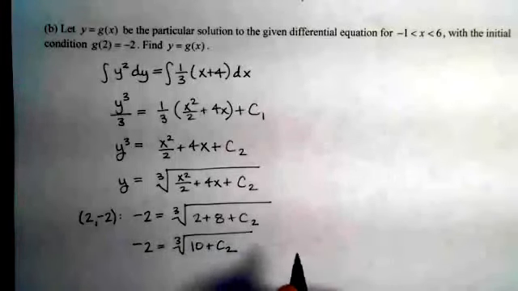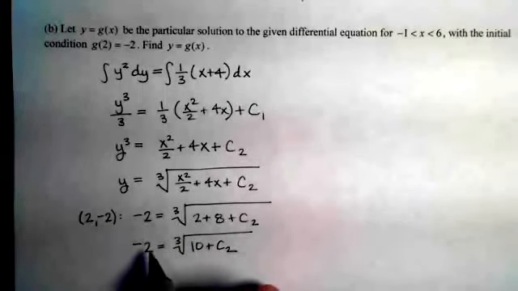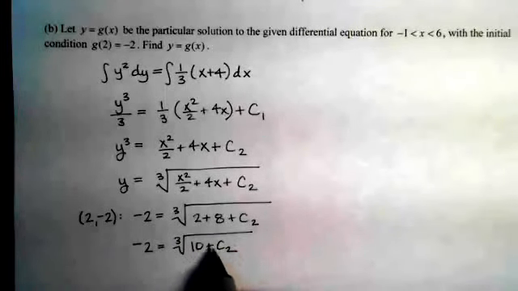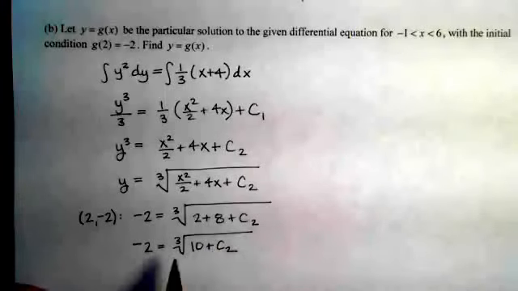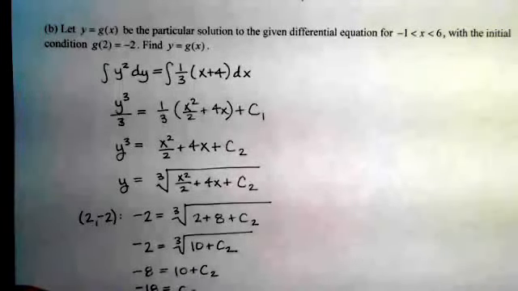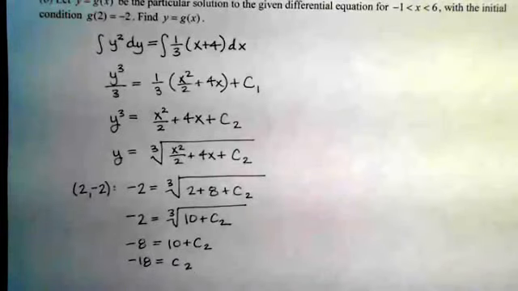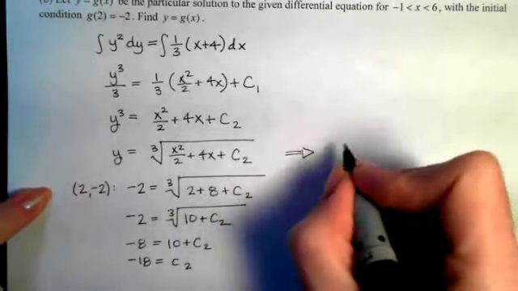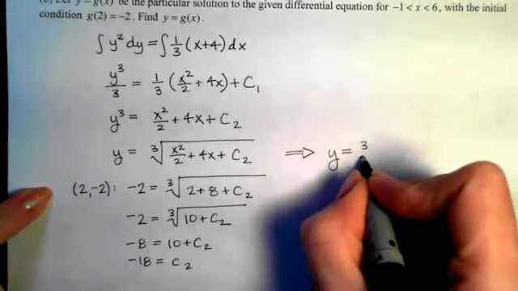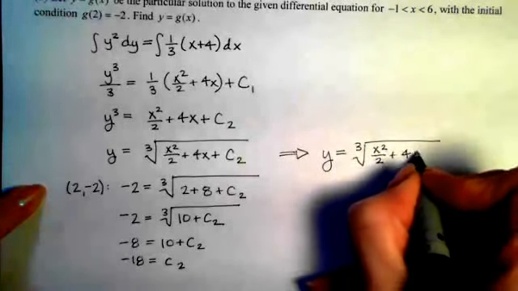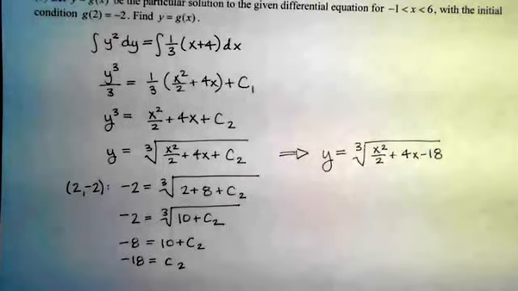So to solve for c, I can either think about what it is that gives me a negative 2 as a cube root. I need the inside to be a negative 8, which would make c sub 2 be a negative 18. Or I can cube both sides and then subtract 10. So I've got my c sub 2. I go back to the expression that I had when I plugged in my point, and I replace my c. And I'm done.